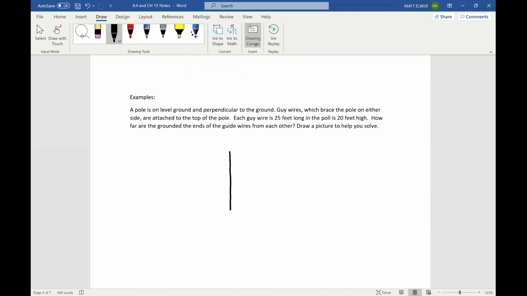So we have this pole that's 20 feet high, and then we have wires coming down this way and this way that are both 25 feet long. And then it says the pole is perpendicular to the ground. So maybe I can draw this a little bit better, but we should have a perpendicular line down here, and the wires are 25 as well. They're both 25.